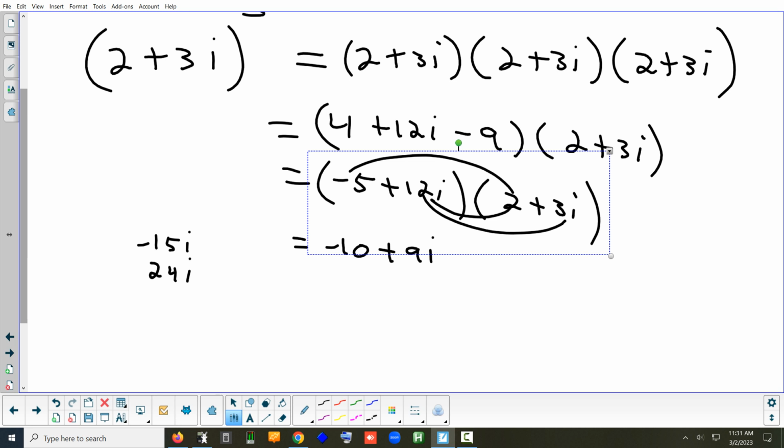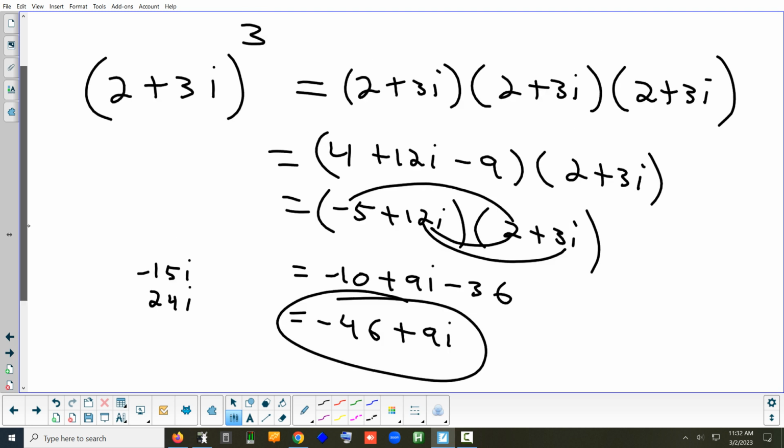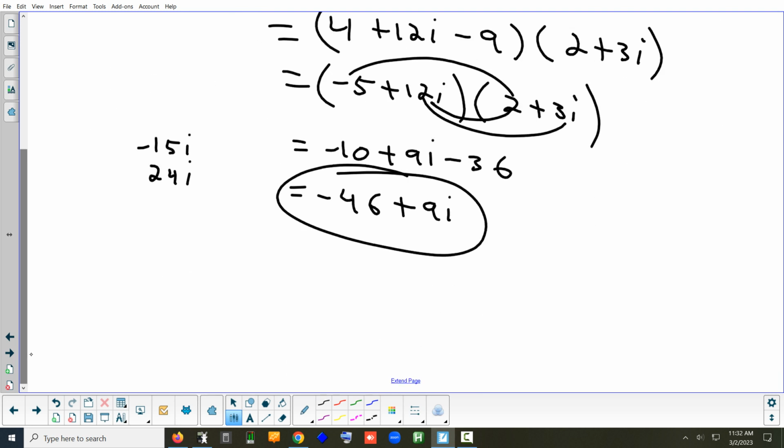And 12i times 3i? -36. And now combine -10 and -36. Plus 9i. Okay, so not awful. I mean, we did that in maybe under a minute or so. But that was only to the third power.